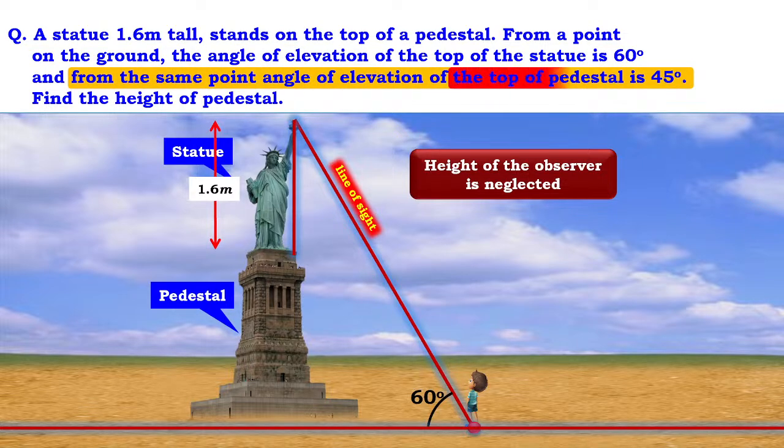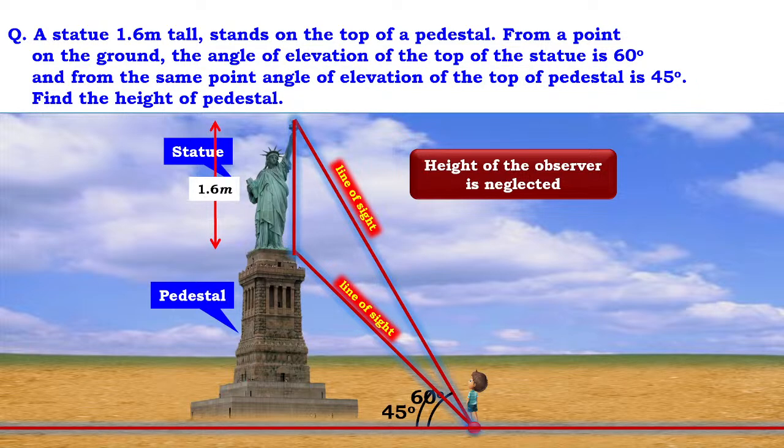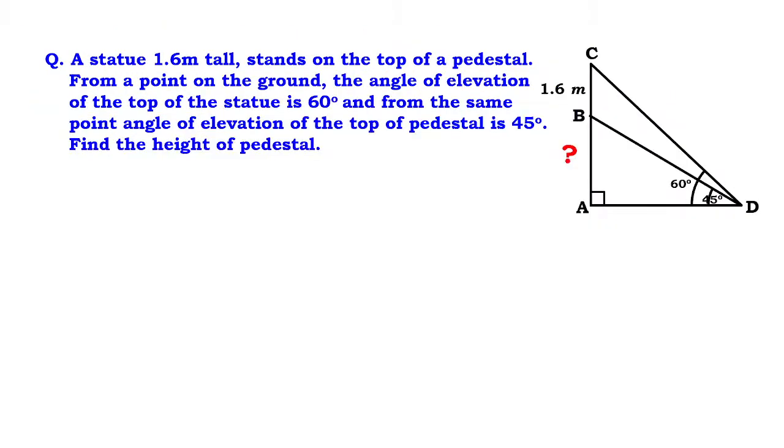Next, from the same point the angle of elevation of the top of the pedestal, that means here, the top of the pedestal, how much are they telling? How much is the angle of elevation? 45 degree. Did you all understand? So find the height of the pedestal. This time the question is reversed. Last time the question was to find the height of the tower, but this time they are asking the height of the building here. So you get the diagram like this.